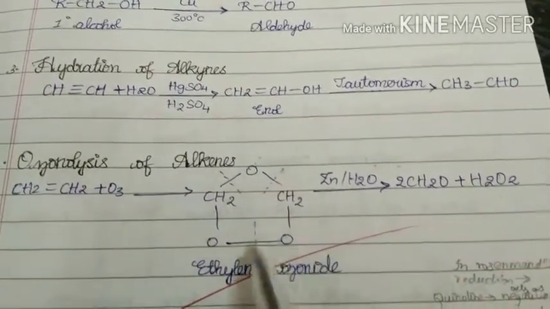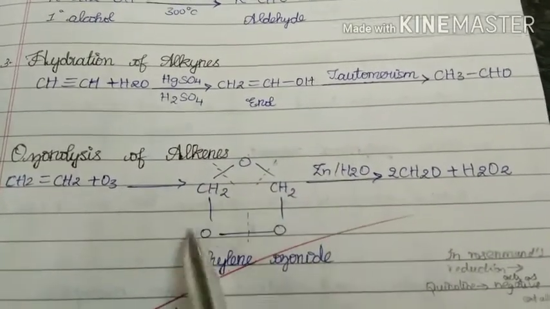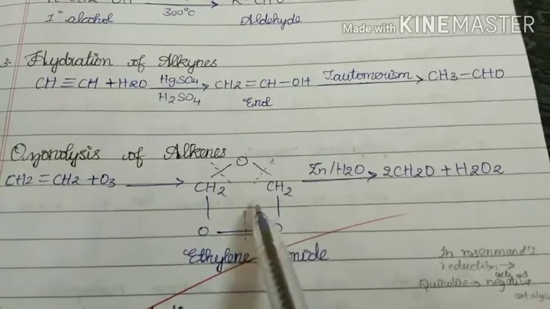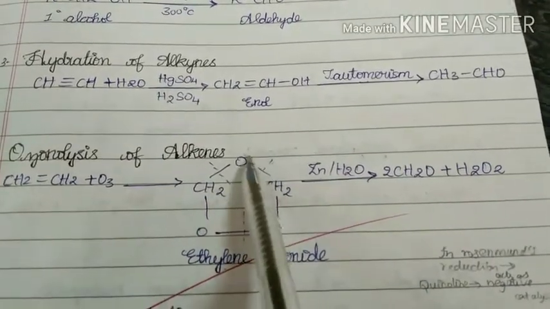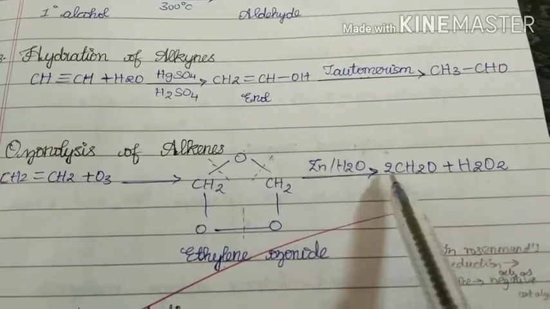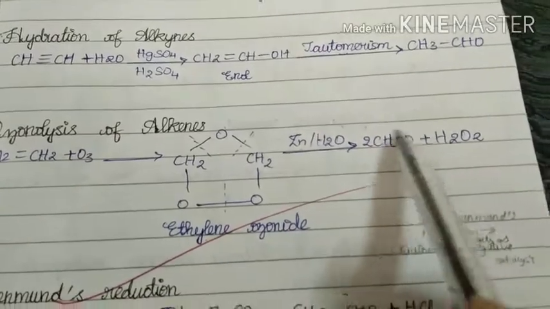These bonds will be broken when this compound is treated with this one. Then this is CH2O, this is CH2O. That means two CH2O molecules come, and this oxygen combines with H2O. Finally, it forms H2O2. Like that, we get aldehydes. This is formaldehyde.